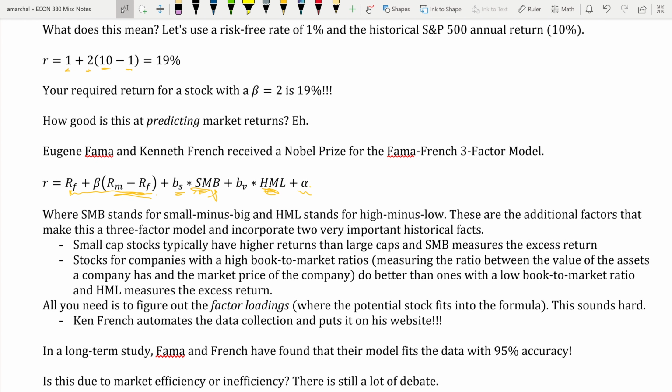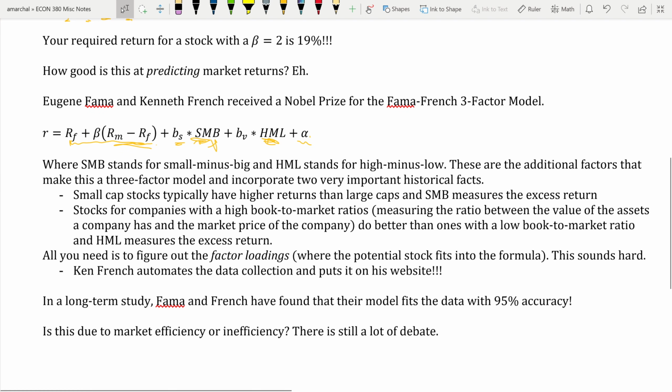And you have to be like, it can't be that simple, right? Well, that is true, but in a long-term study, Fama and French have found that their model fits the data with 95% accuracy. So what we're saying here is 95% of long run returns. We're not talking about day trading or arbitrage profits, etc. We're talking about over long periods of investing. This has been done on a characteristic time scale of 30 years. They found that their model fit the data extremely well.